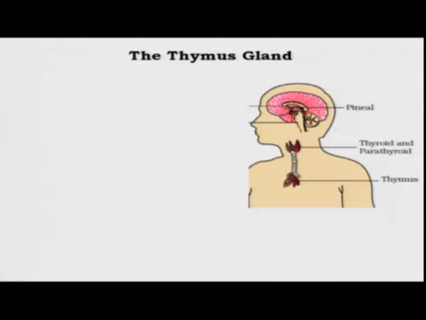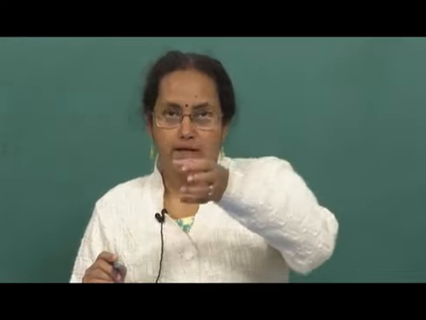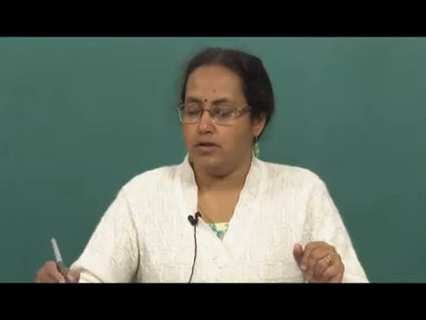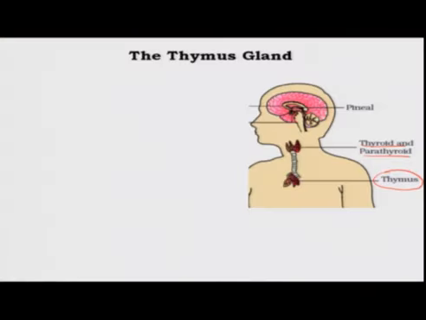Then we are going to move on to the next structure. So far we were talking about all the endocrine glands in a hierarchical manner. We started out in the previous lecture with the hypothalamus, then the pituitary, then we moved down to the pineal gland, then we moved down to the throat region where we talked about the thyroid and the parathyroid glands. Then we are going to move further down, to the front of the chest, which has the thymus gland.